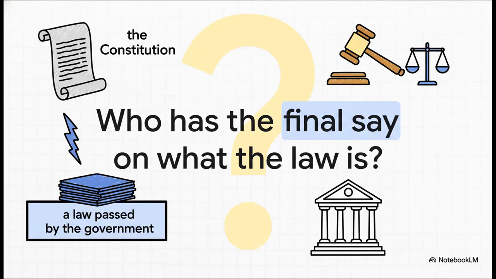Let's start with the big one. This single question is the bedrock of everything we're about to discuss. When the government passes a law, but that law seems to step on the toes of the Constitution, who gets to make the final call? This, right here, is the very reason judicial review exists.